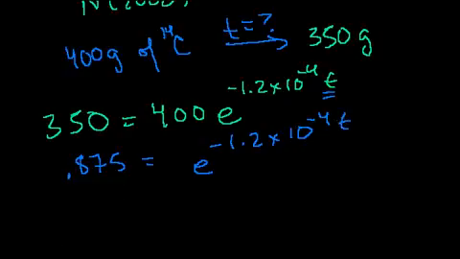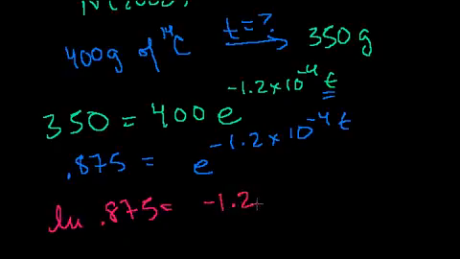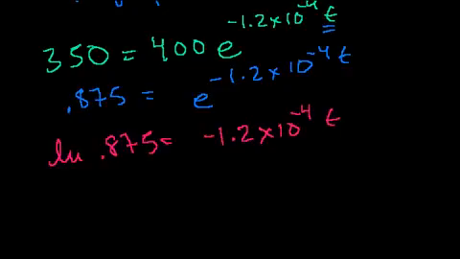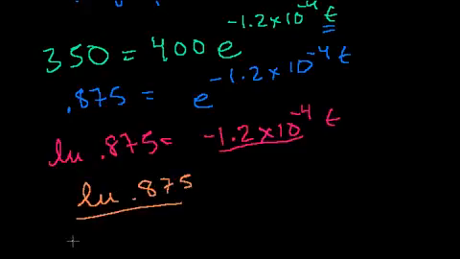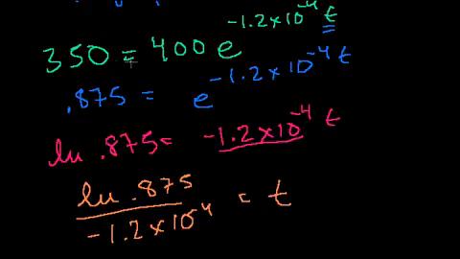You take the natural log of both sides. You get the natural log of 0.875 is equal to, the natural log of e to anything is just the anything, so it's equal to minus 1.2 times 10 to the minus 4 t. And so t is equal to this divided by 1.2 times 10 to the minus 4. So the natural log of 0.875 divided by minus 1.2 times 10 to the minus 4 is equal to the amount of time it would take us to get from 400 grams to 350.